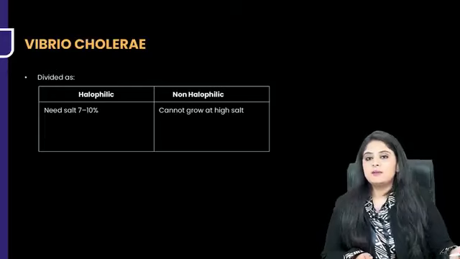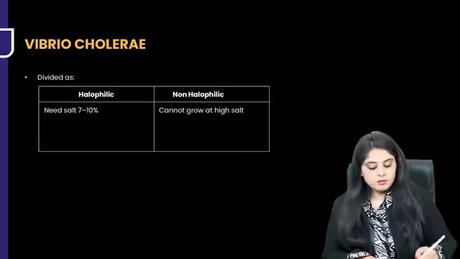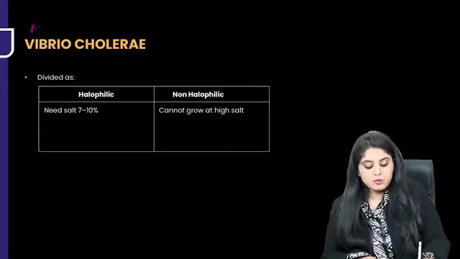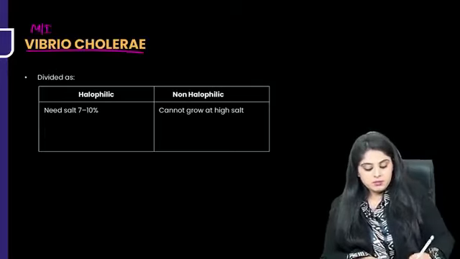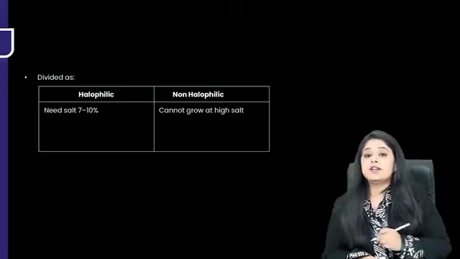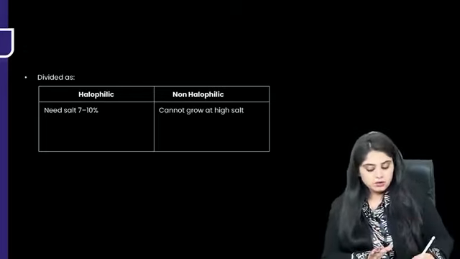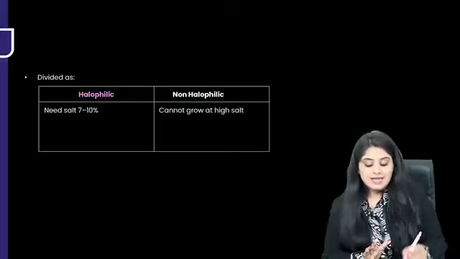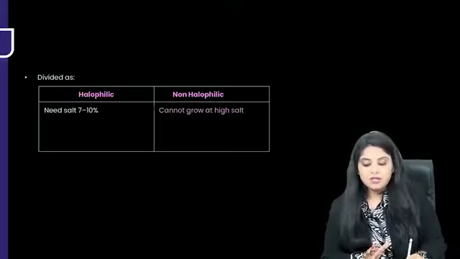Let's begin with the next family, and that is the Vibrio. We all know that Vibrio is divided, although the most important one is Vibrio cholera. But before I get on to the cholera aspect, I would want to tell you that Vibrio is divided into two groups. The ones which are salt loving, known as halophilic, and the ones which are non-salt loving and cannot grow on salt.